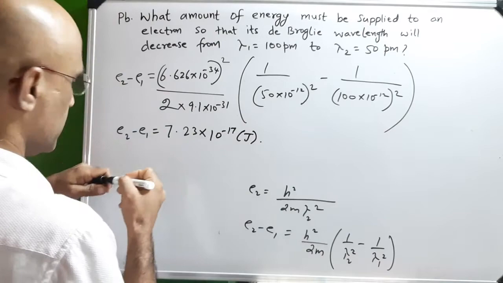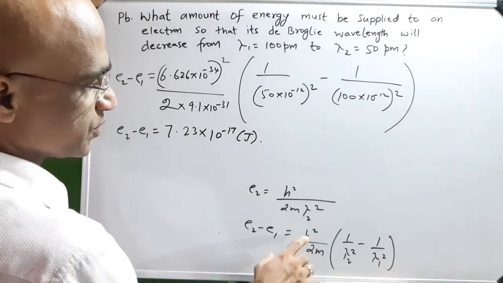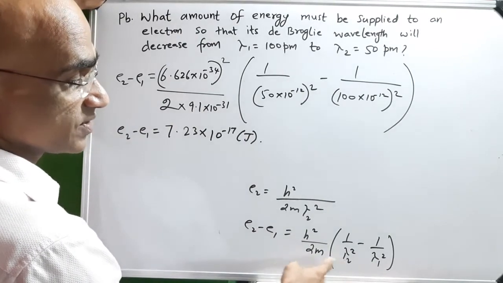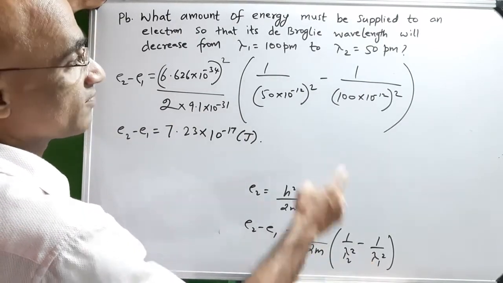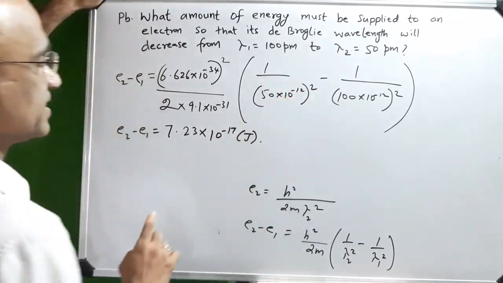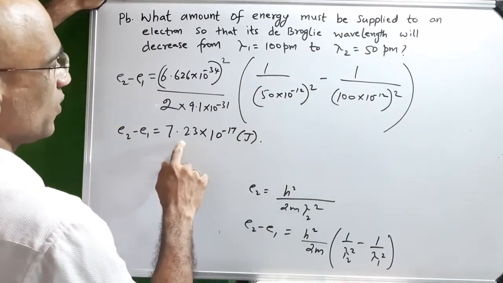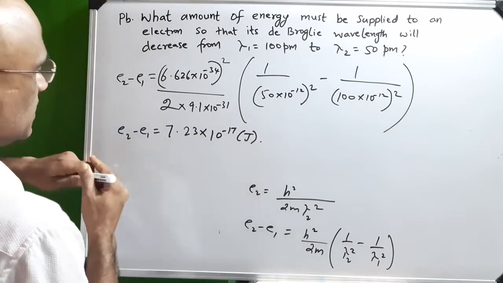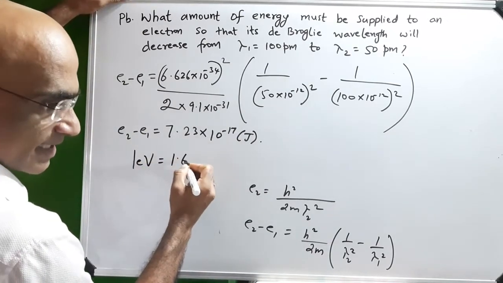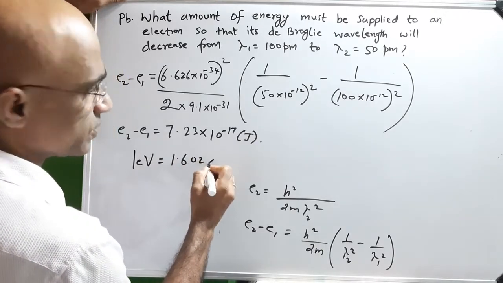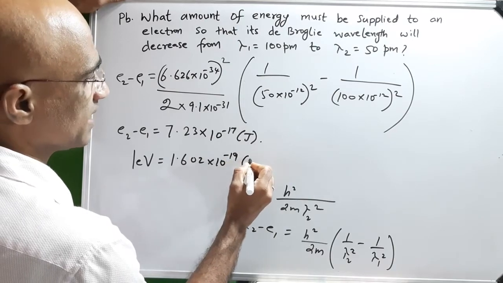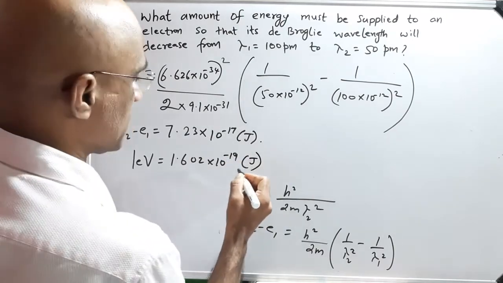The reason why I bring in joules is that in the substitution, Planck's constant has the unit joule second, and the mass is in kilograms, whereas lambda 2 and lambda 1 from picometers are converted to meters by incorporating this 10 power minus 12. So on simplifying, we get 7.23 into 10 power minus 17 joules. We also know that 1 electron volt is equal to 1.602 into 10 power minus 19 joules. This is available from our tables, from our Clark's tables.